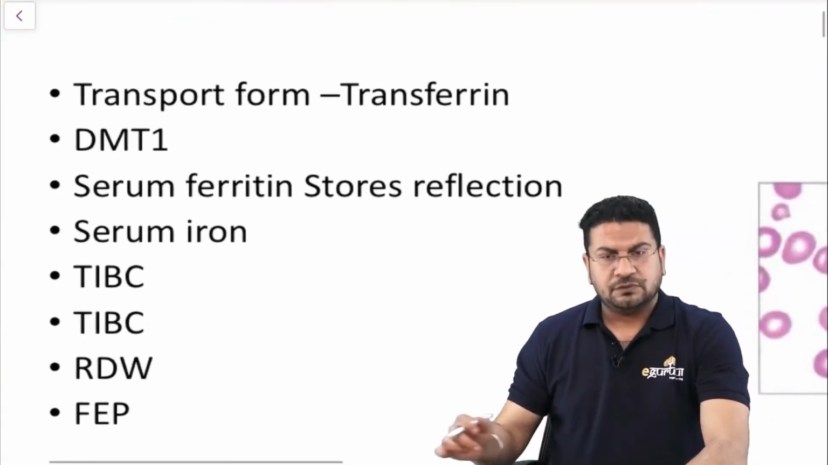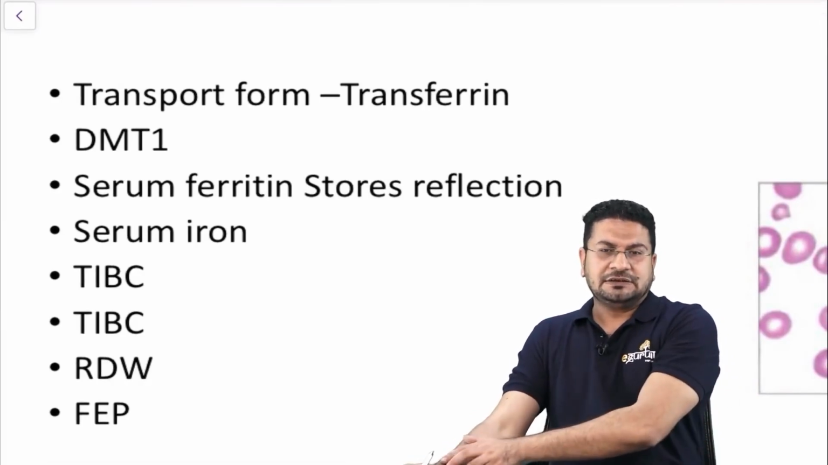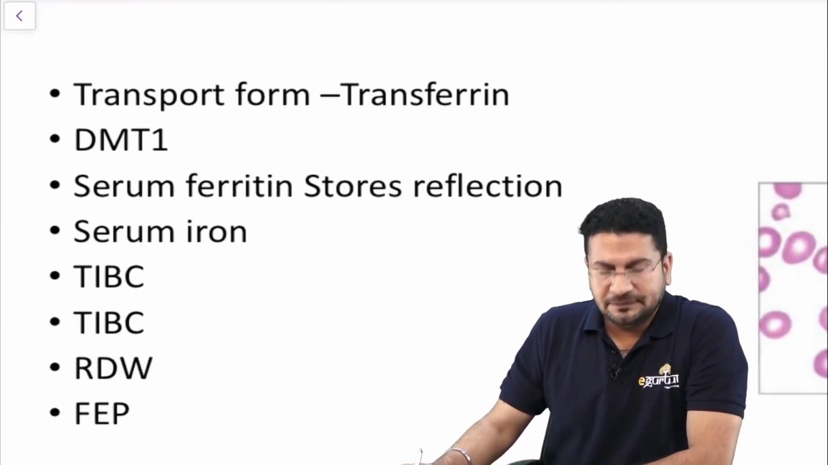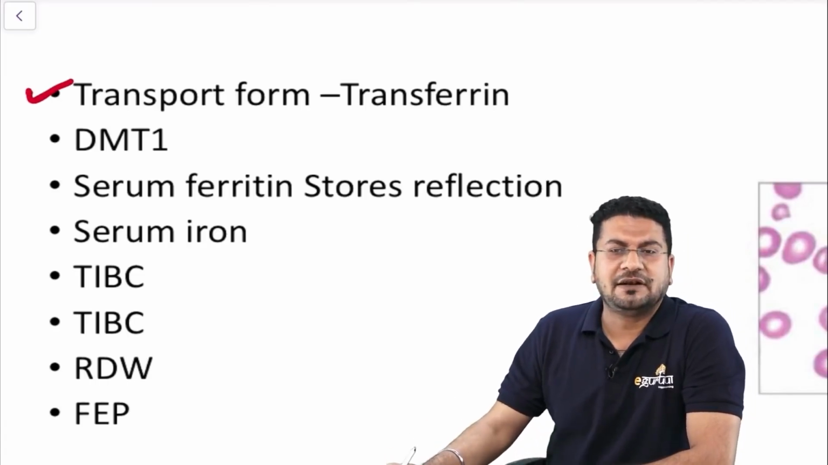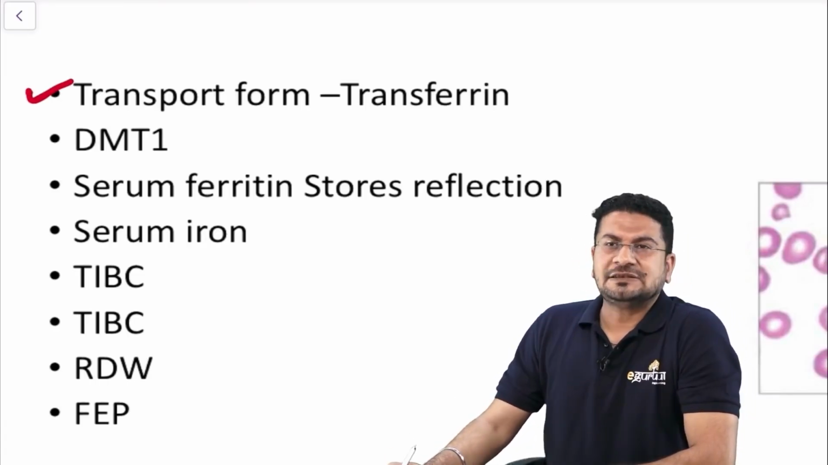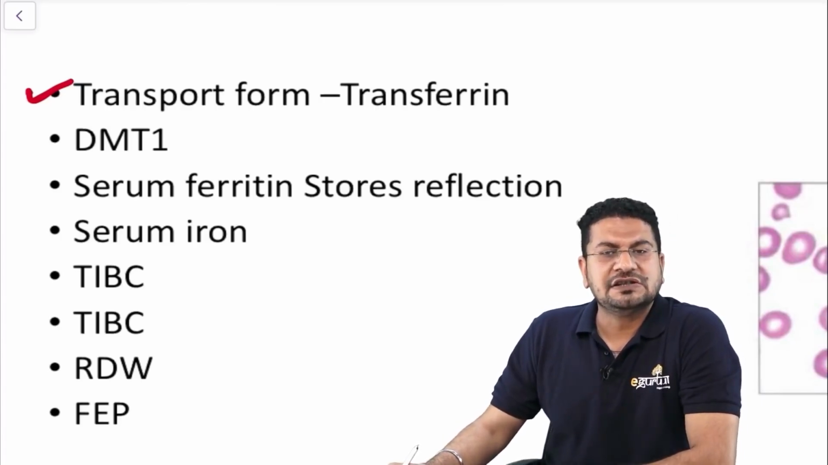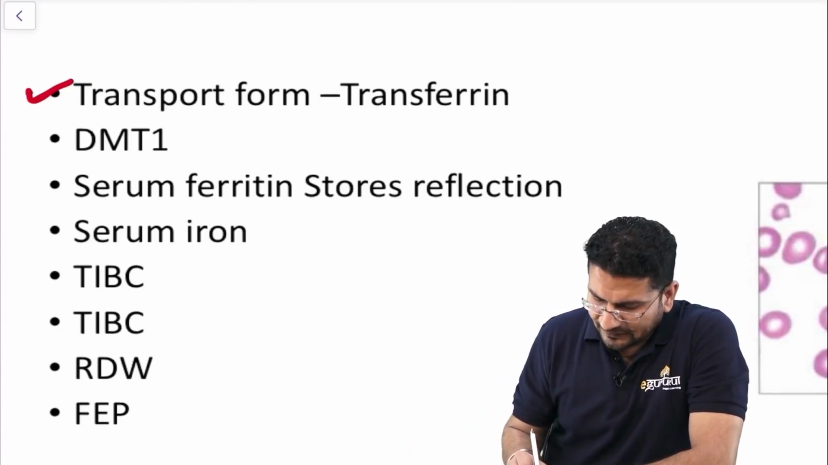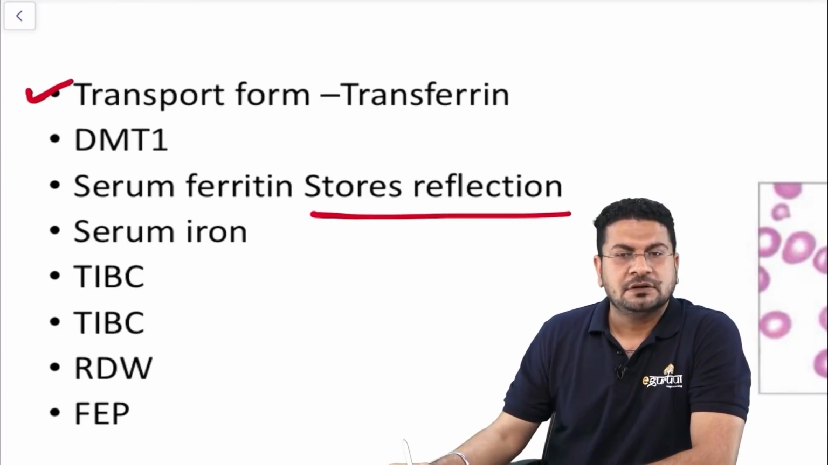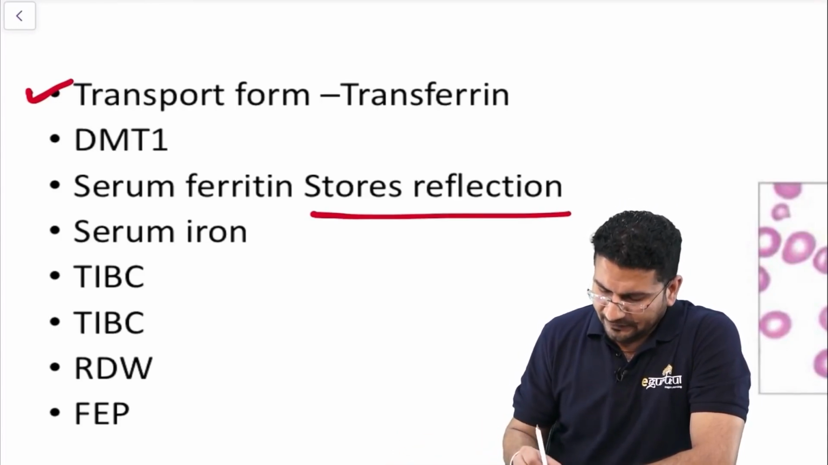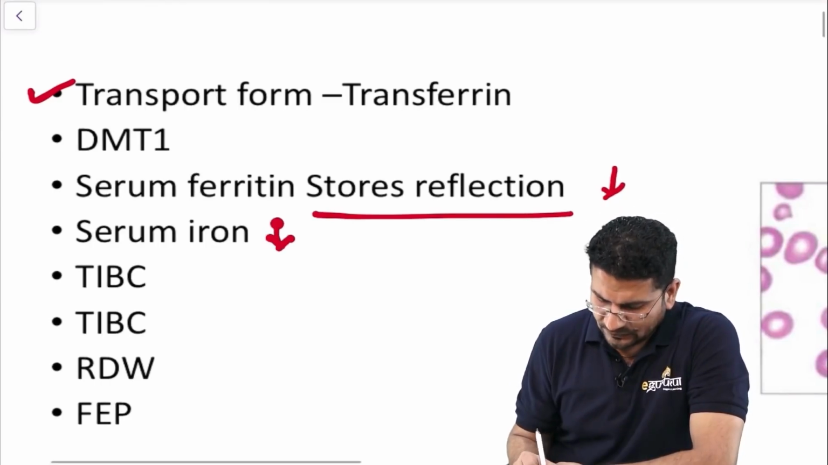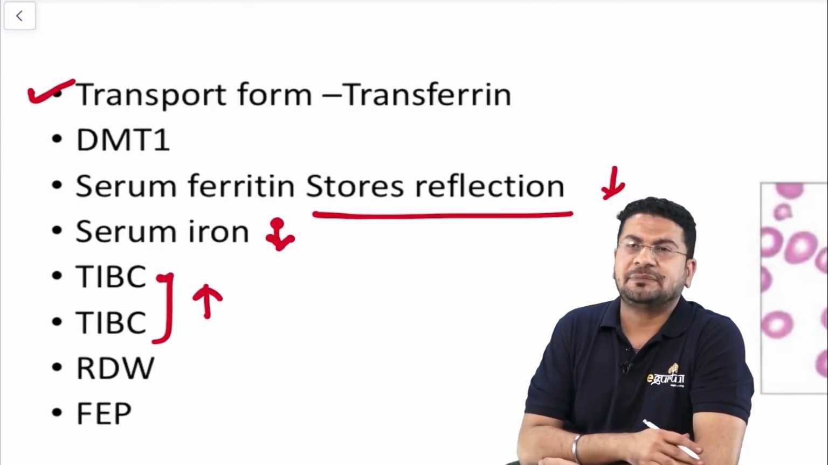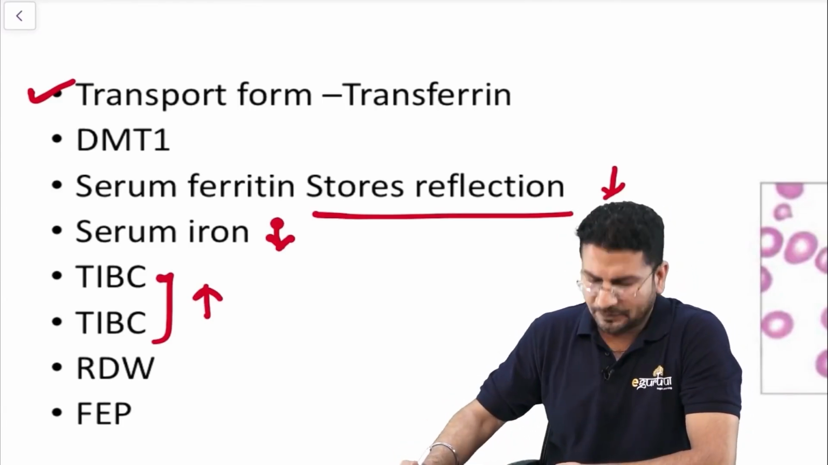Let us see a few questions which they can ask. Transport form of iron is transferrin. The name of the transporter is DMT1, divalent metal transporter 1. The earliest parameter to decrease in iron deficiency is serum ferritin, which reflects the store form. So serum ferritin will decrease, store form will decrease, serum iron will also decrease. Always remember TIBC, total iron binding capacity.